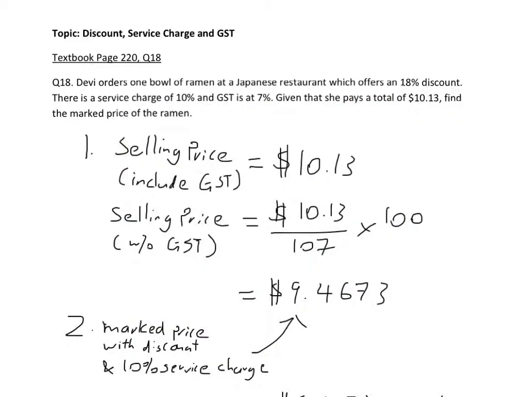Okay, so remember 3 steps again. First step, find the selling price without the GST, and you'll get 9.4673. The answer that you key in might be quite long, with many other numbers behind. What Mr. Lee usually does is make it 5 significant figures, 5 SF. This will ensure accuracy when you calculate your final answer.